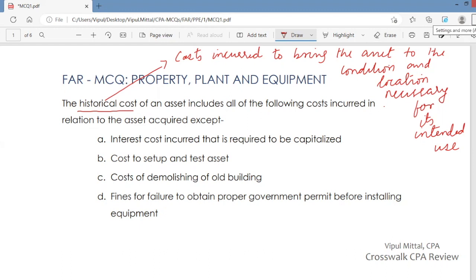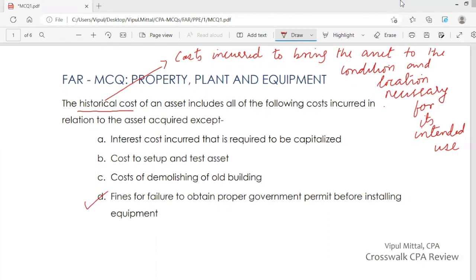Fines for failure to obtain proper government permit before installing equipment. So fine that you pay because you have failed to obtain government permit, government license before installing equipment. So you have paid some fine because you have not obtained that permit that was needed before installing equipment. Do you capitalize that? Do you include that in the historical cost? Answer is no. Fines for failure to obtain proper government permit before installing equipment are not capitalized, are not included in the historical cost of the asset.